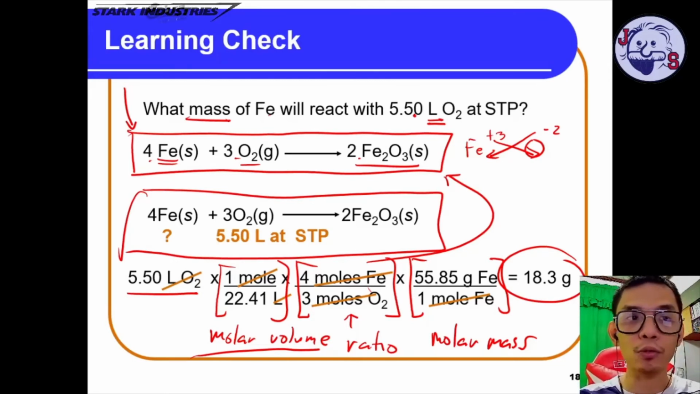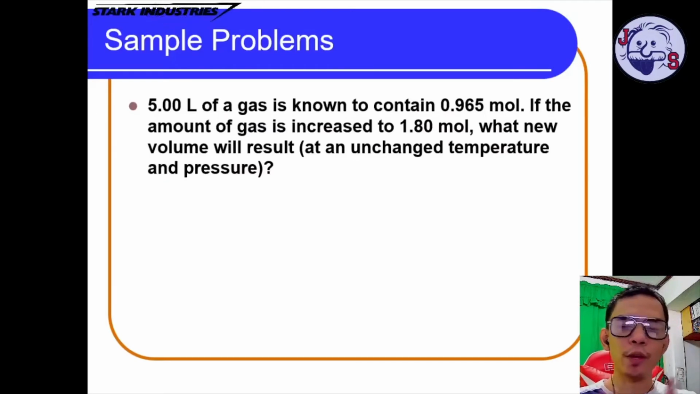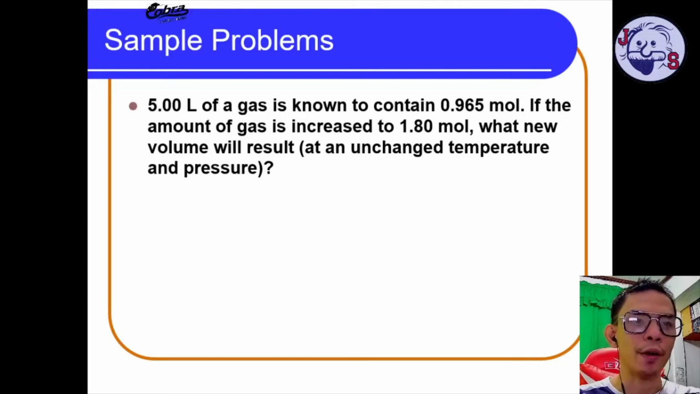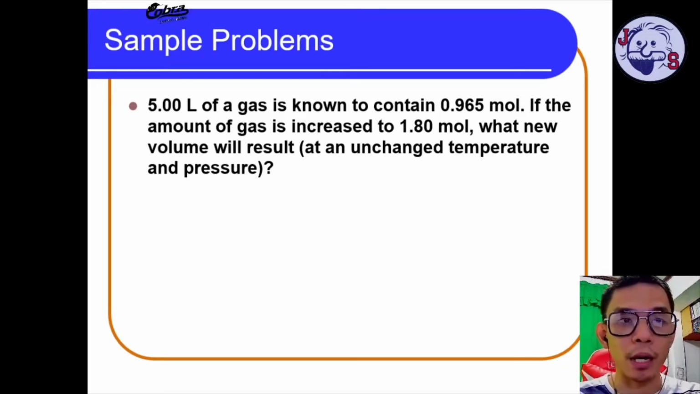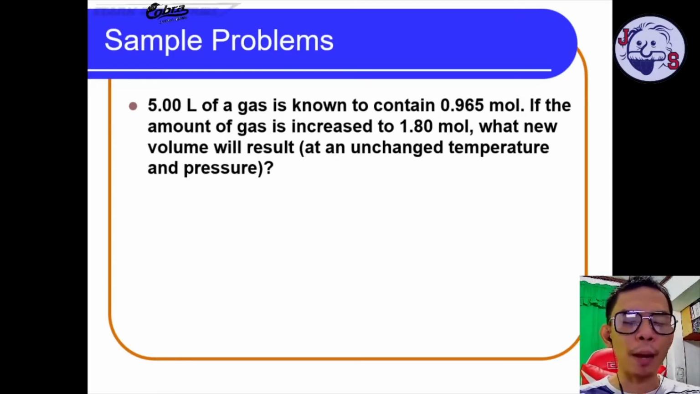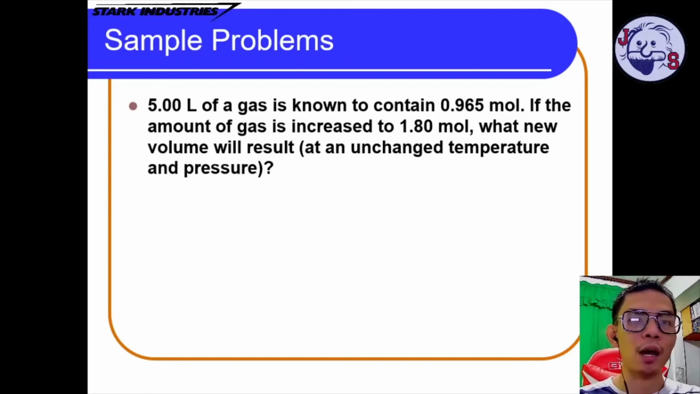Let's go now to more sample problems related to Avogadro's law. Here we are in sample problems related to the Avogadro's law that we have discussed a while ago in this video lesson. We will work on some problems related to that and find out the possible problems that we might encounter in our exams or in other things that might use the Avogadro's law.